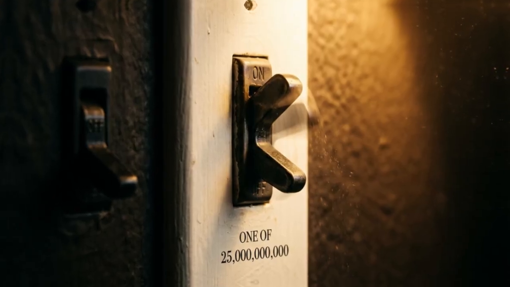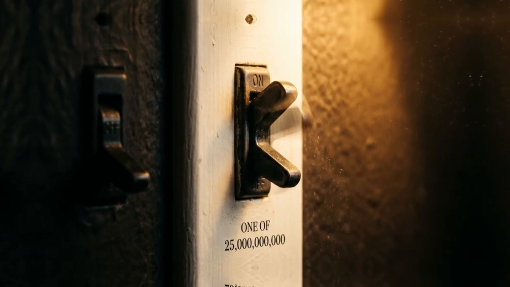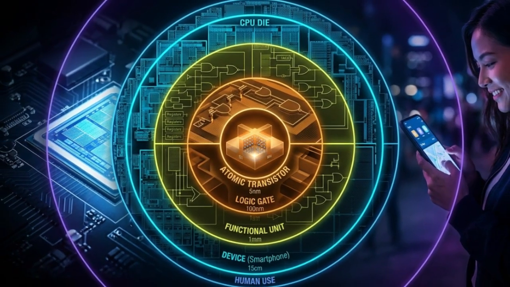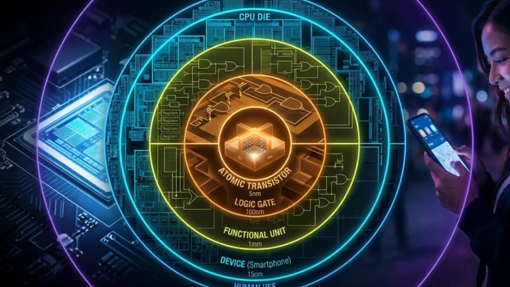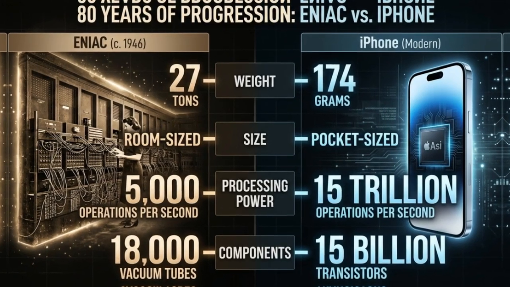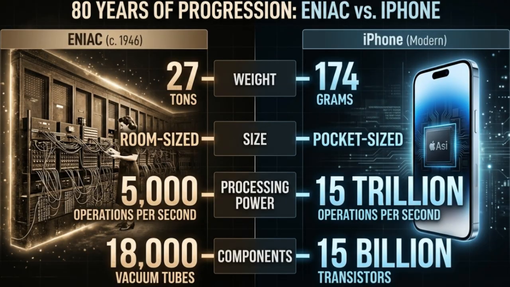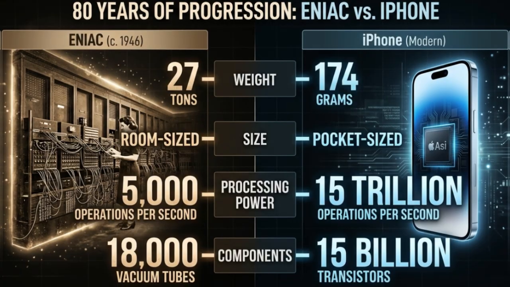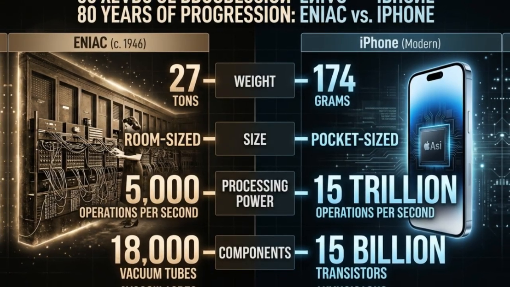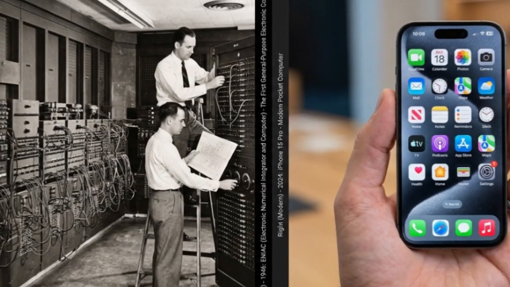Each one a switch. Each switch a bit. Each bit part of a word. Each word part of an instruction. Each instruction part of a program. Each program part of a user experience. The iPhone in your pocket performs approximately 15 trillion operations per second. The first programmable electronic computer, ENIAC, built in 1945, weighed 27 tons, filled an entire room, and performed about 5,000 operations per second. We went from 5,000 to 15 trillion in 80 years.